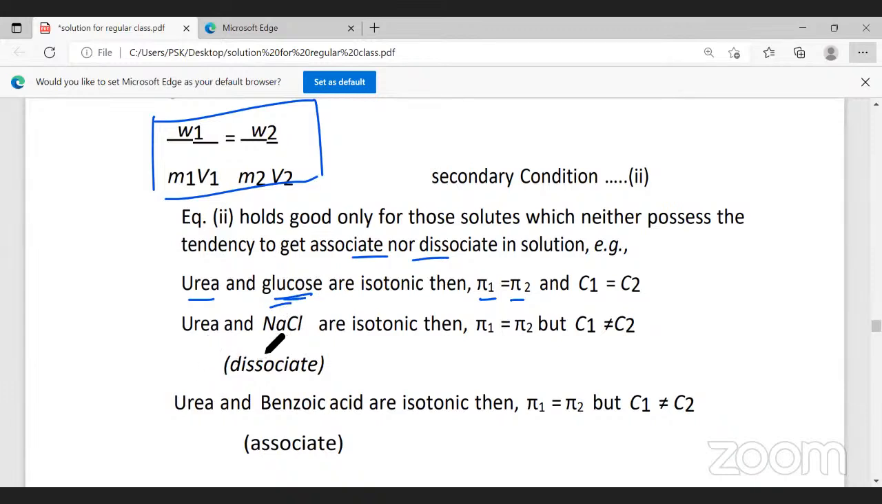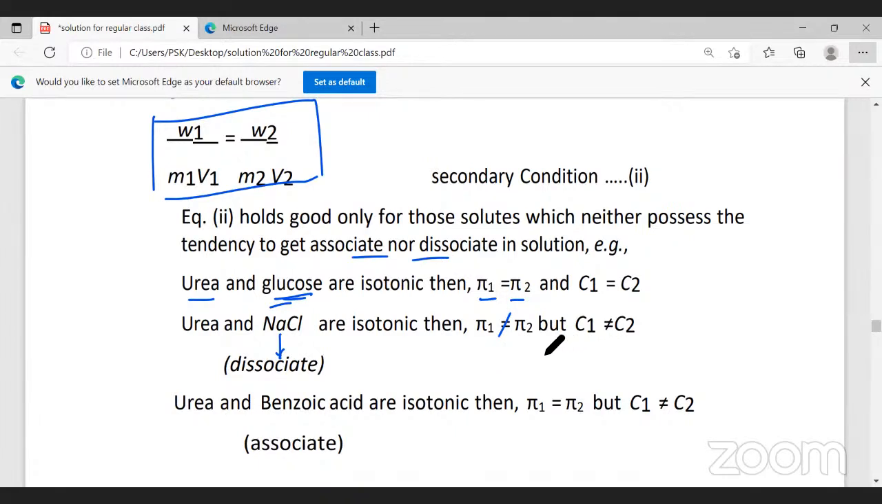Urea and sodium chloride are not isotonic. Why? Because sodium chloride will dissociate. One molecule of sodium chloride becomes two particles, Na plus and Cl minus. The number of particles changes. But colligative property depends only on the number of particles. Therefore, urea and sodium chloride will not form an isotonic solution. Osmotic pressure also will not be same, concentration also will not be same.